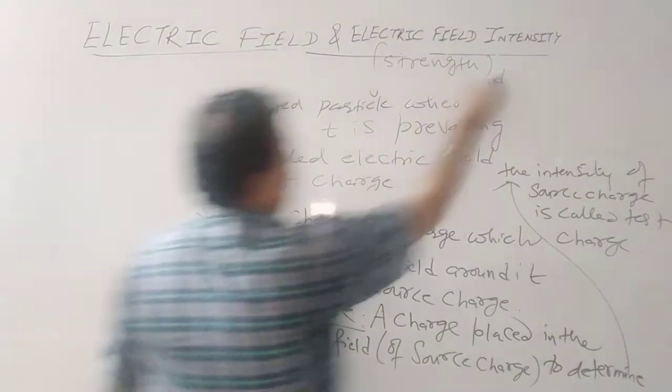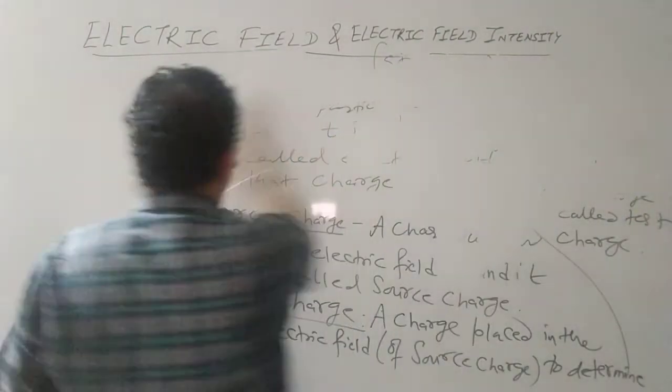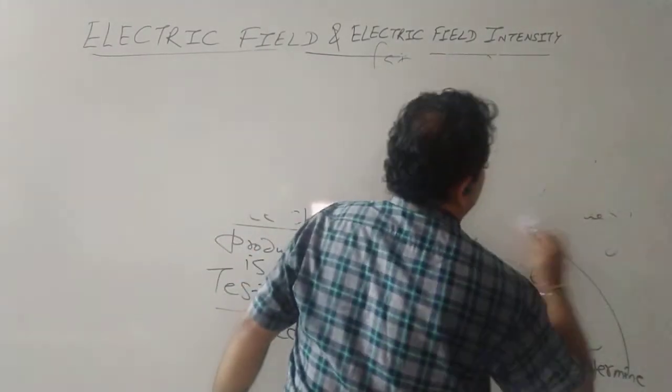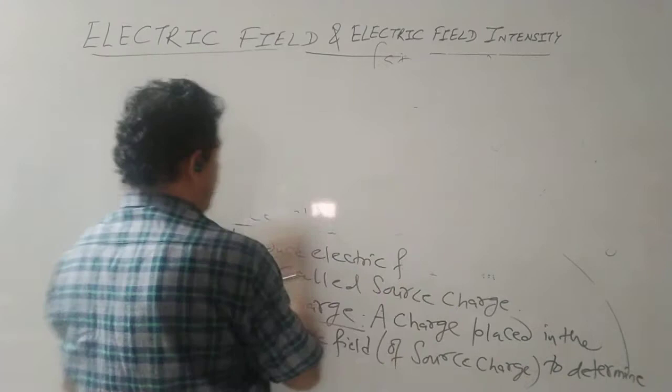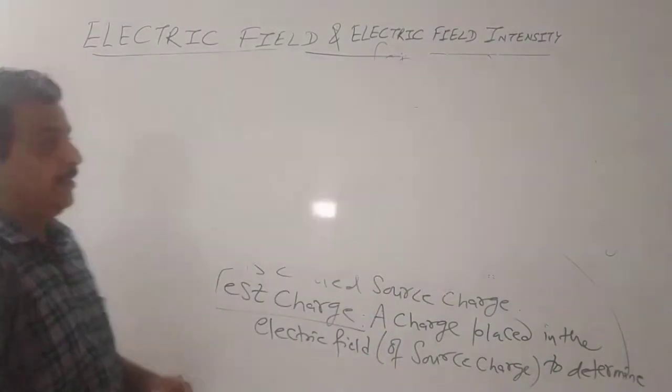So simply we are doing the definition. First definition was the electric field. Second terminology is the source charge. Then we have a test charge, and then we will be now defining what is the electric field intensity.